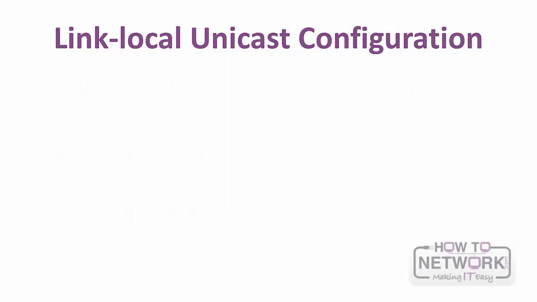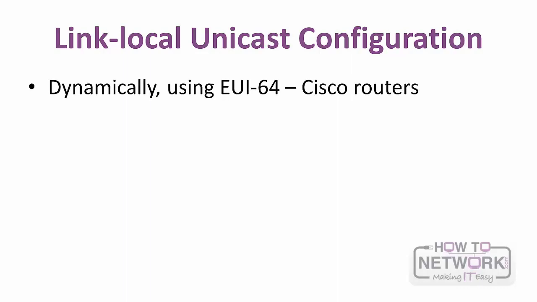Link local addresses are configured in one of three ways. Dynamically using EUI-64. By default, devices automatically create their own link local unicast address without the assistance of another device, such as a DHCP server or a router. The 64-bit interface ID is automatically assigned either randomly or using the EUI-64 format.